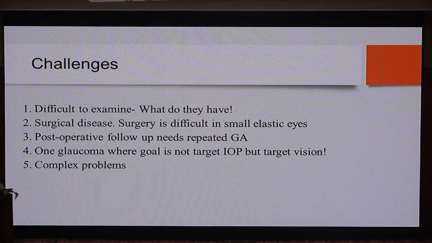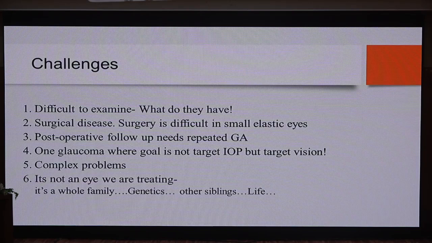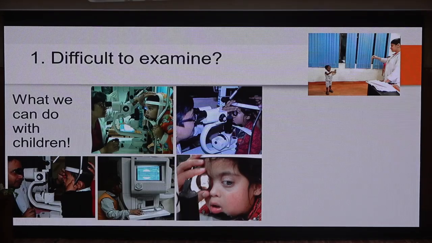They're difficult to examine. You have no idea what they have. It's a surgical disease, and it's difficult in small eyes. Post-op follow-up needs repeated GA. It's one glaucoma where the goal is not target IOP, and you have complex problems because it's not an eye, it's a family. "This one has another small child, I could not come, something happened to my father-in-law." All these things will happen. The entire family has to chip in to bring a small baby to you. It's easy for you to say 6 weeks follow-up. It's not easy for them to come.